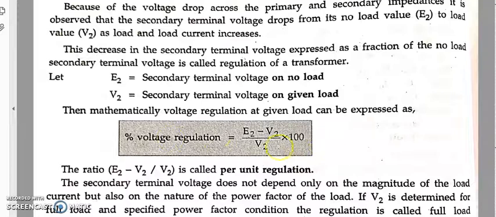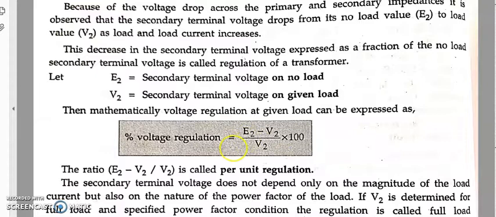Okay, for inductive load. Again, coming to the capacitive load, there is a condition where V2 is greater than E2, or you can say E2 is smaller than V2. In that case, if V2 is greater and E2 is smaller, obviously the difference will be negative. So the voltage regulation will be negative for capacitive load.